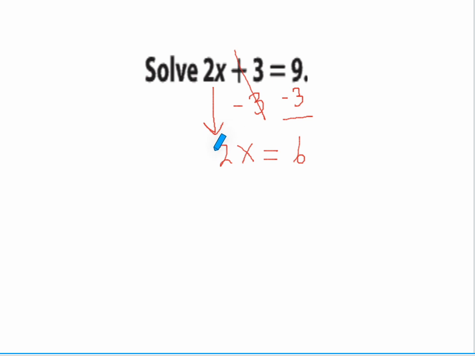What undoes multiplication, you guys? Say it out loud. That's right, division. I'm going to divide away the 2. 2 divided by 2 is 1, and 1 times x is just x. What I do to one side, I do to the other. I divided by 2, so I'm going to divide by 2 here. What is 6 divided by 2? It's 3. And you already knew that because 2 times 3 is 6.